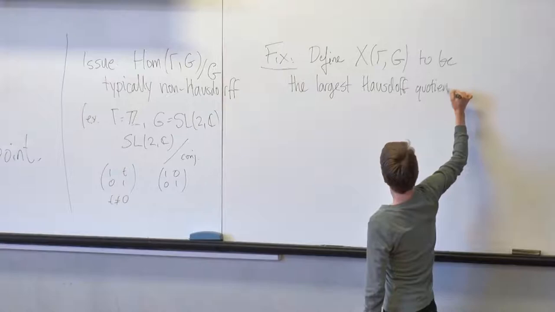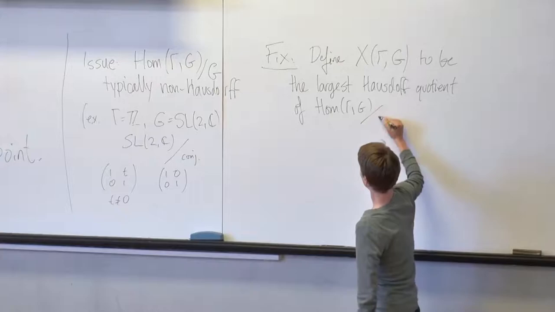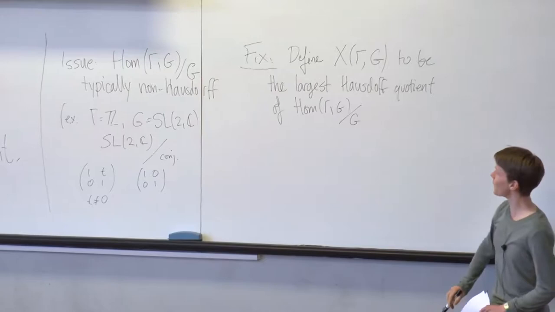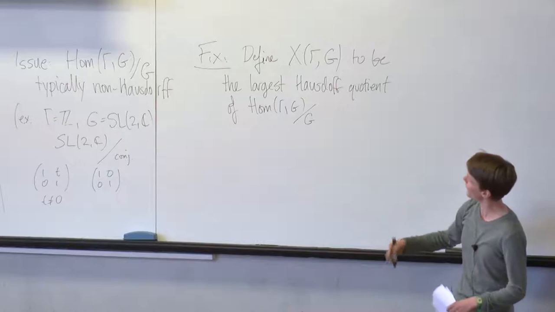Of gamma, G mod G by conjugation. This is a thing you can do using undergraduate topology. Any topological space has a largest Hausdorff quotient with the property that a map to another Hausdorff space factors through this one. Great.